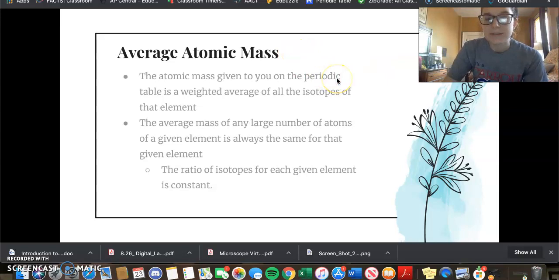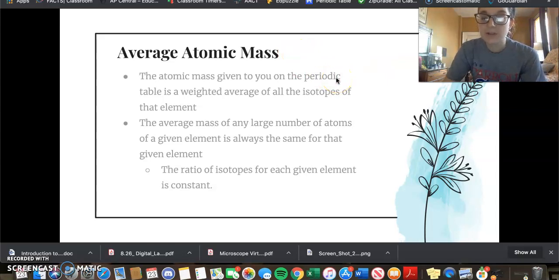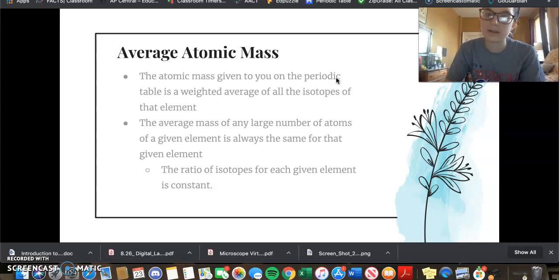The atomic mass that you see on the periodic table is actually a weighted average of all the isotopes of that element. Okay, so the weighted average of the mass of those isotopes of that element. A weighted average is different than the typical average you use to find your grade or something. For a weighted average, you take the mass of that isotope multiplied by its abundance, which is typically a percent out of 100. So usually this percent is converted to a decimal.